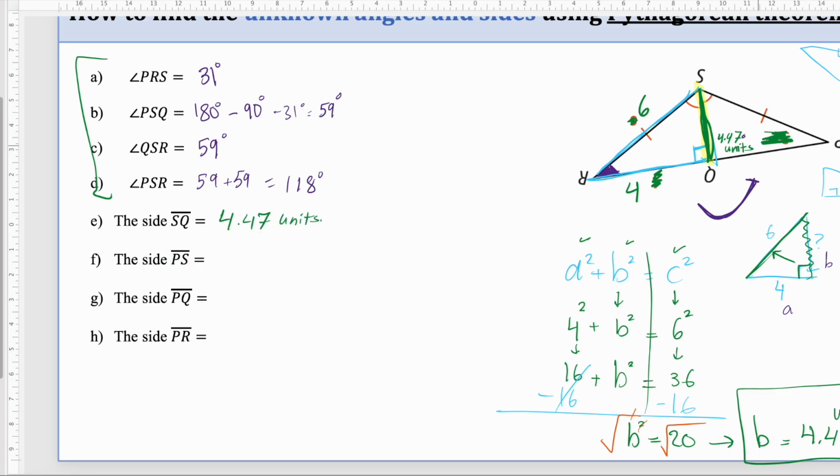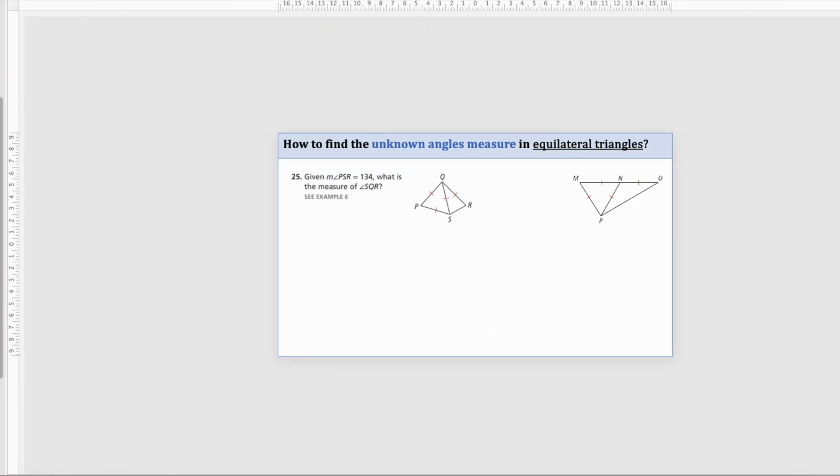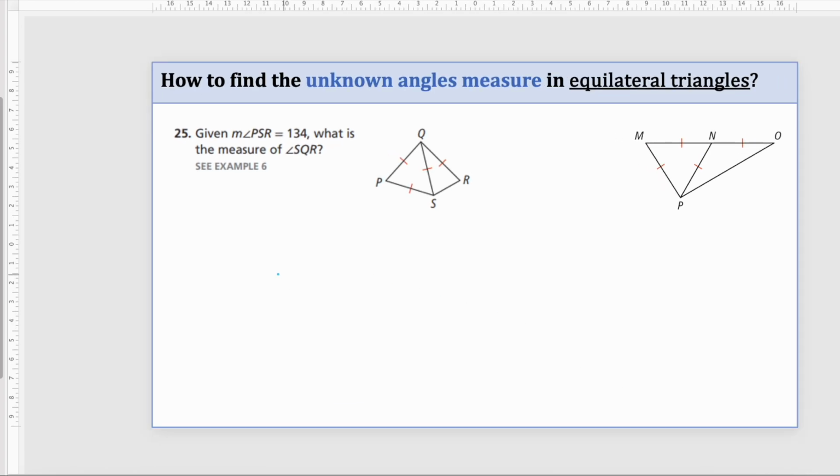Now PS is basically this side, this one. As we said before, they are equal to each other, this and this, so it's going to be 6 as well. PQ, this side, as we said also, these two sides are equal to each other, it's basically also 4. PR is the whole thing. PR, it's 8, which is 4 plus 4. That's so easy. So we're done finally with Pythagorean theorem. Let's move to equilateral triangles.